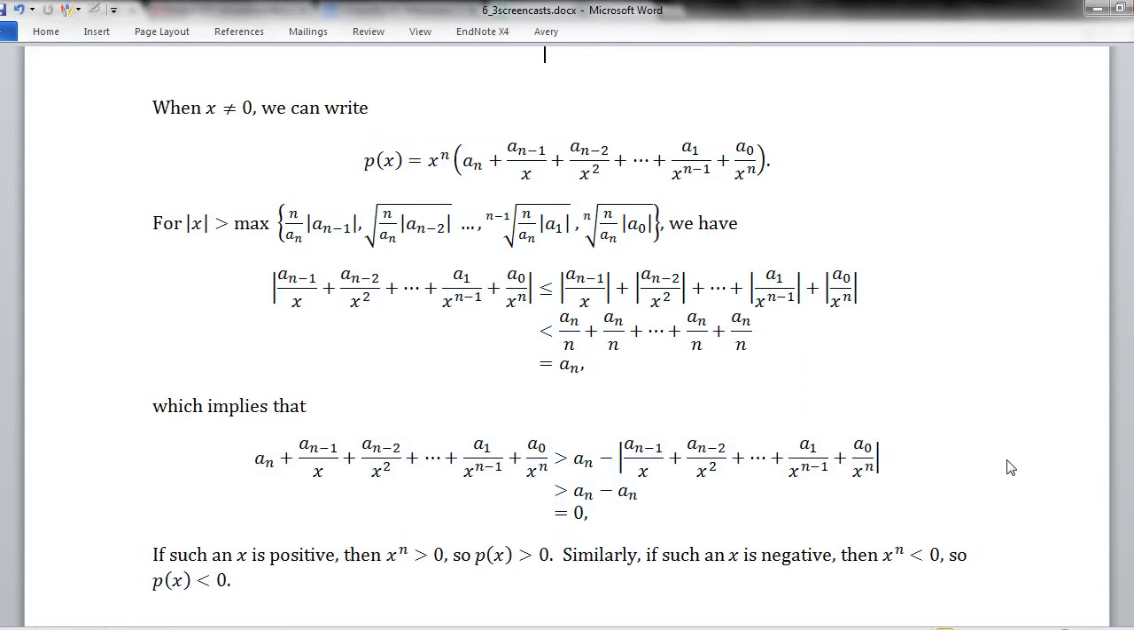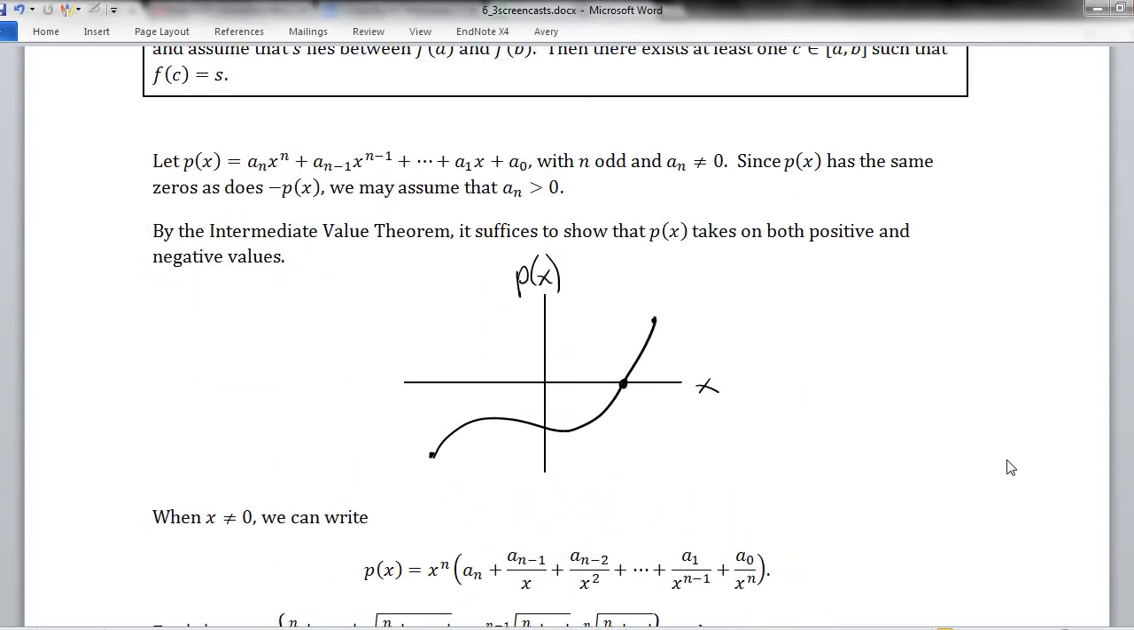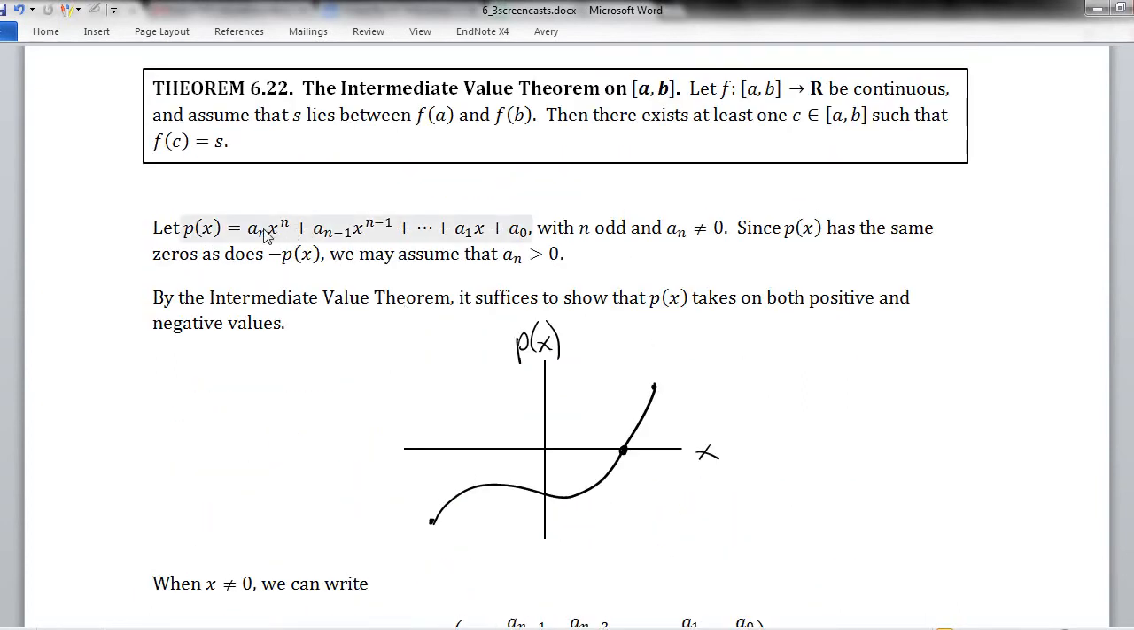Okay, so I mean, basically, if you take a step back and think about what the graphs of polynomials look like, you know that odd degree polynomials, if they have a positive leading coefficient, then they do always go off to positive infinity on the right and negative infinity on the left. Okay, so that's basically what we've shown.